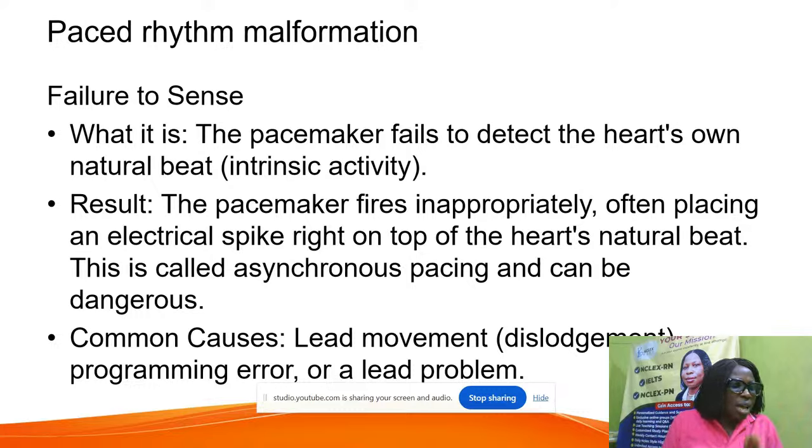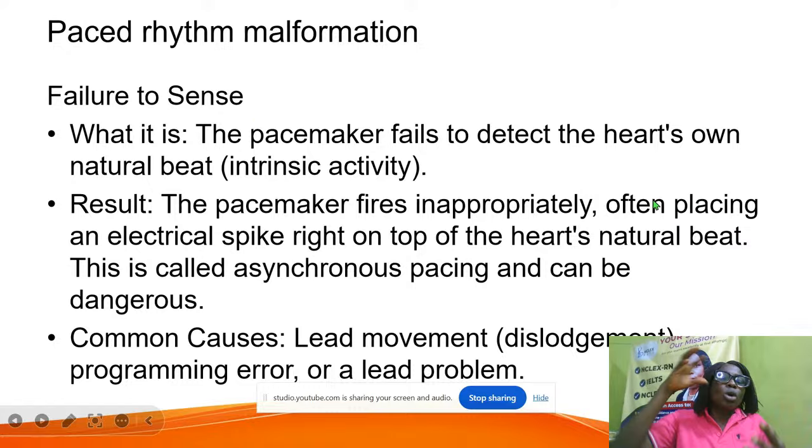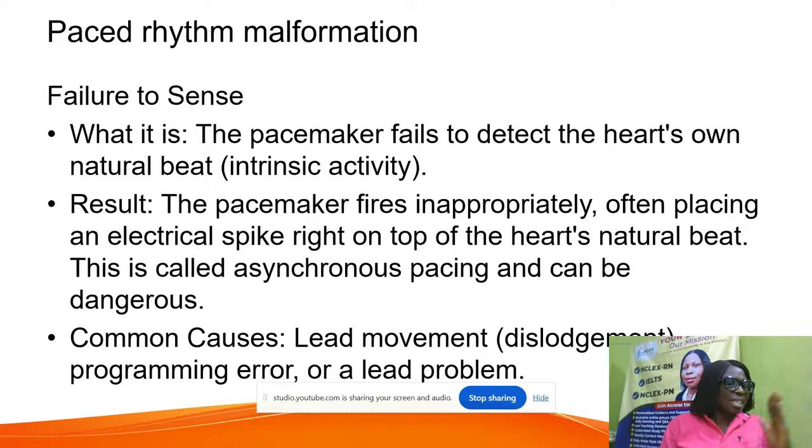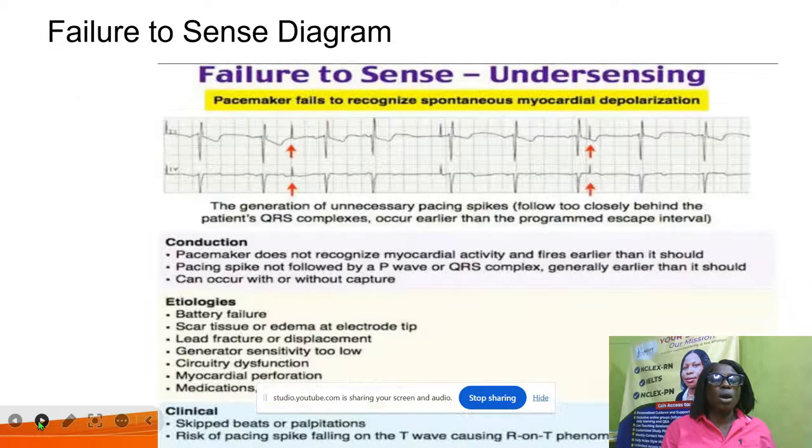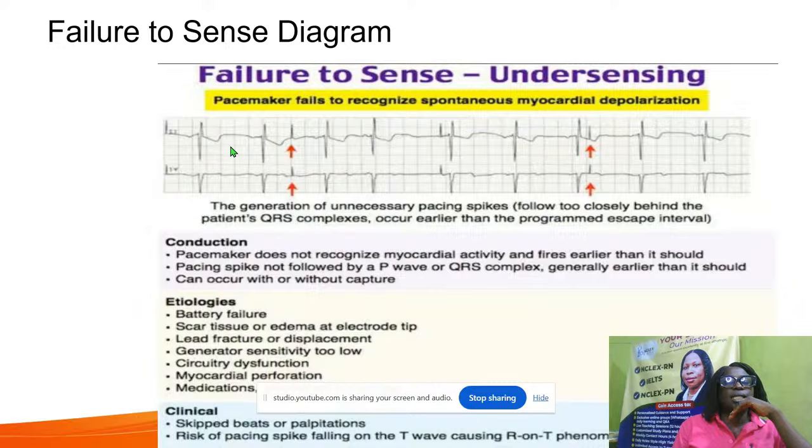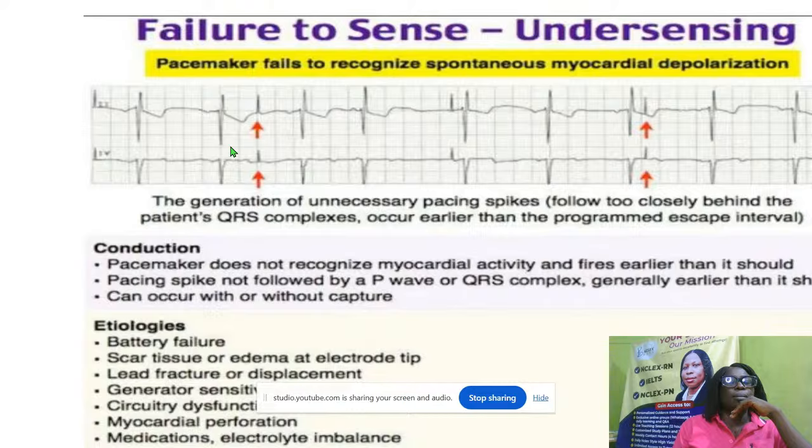If it's atrial paced, it's supposed to be behind P. If it's ventricular paced, it's supposed to be behind the QRS. Okay, you will not see that spike staying behind the natural beats. Instead of staying behind it, you will now be staying right on top or in front. Look at it. This is QRS.